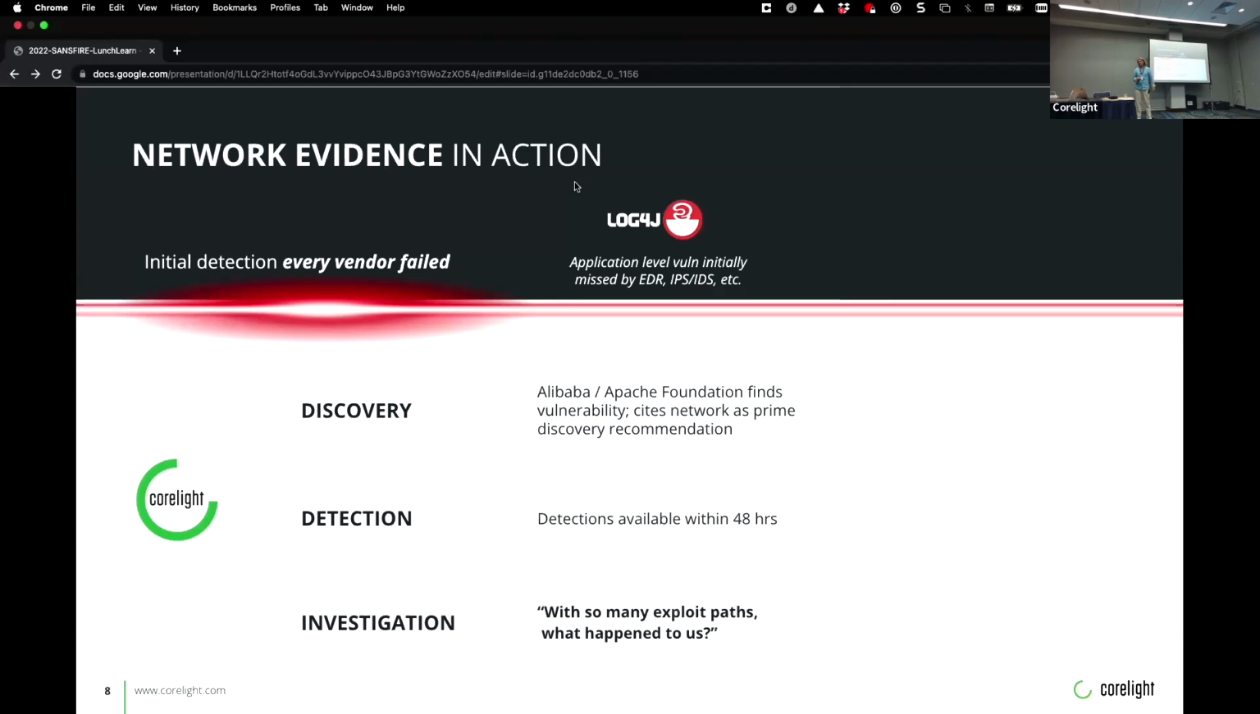So let's look at two specific examples. I'm assuming everyone has heard of Log4j, Log4Shell, just putting it out there. With this, the severity was massive. It affected teams globally. Think about everything that used the vulnerable Java logging framework.